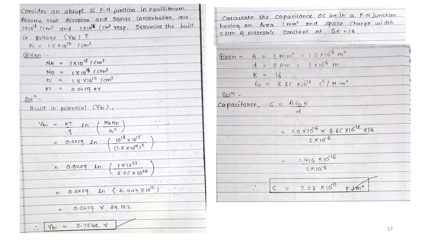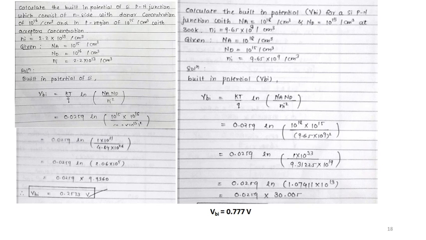Second, calculate the capacitance of a germanium PN junction having area 1 millimeter square and space charge width 2 micrometer, and the dielectric constant of germanium is 16. Write the given values, go step by step, solve in the notebook. Then we use the formula and put all the values in it. Finally you get the capacitance 7.0 times 10 to minus 11 farad per meter square.